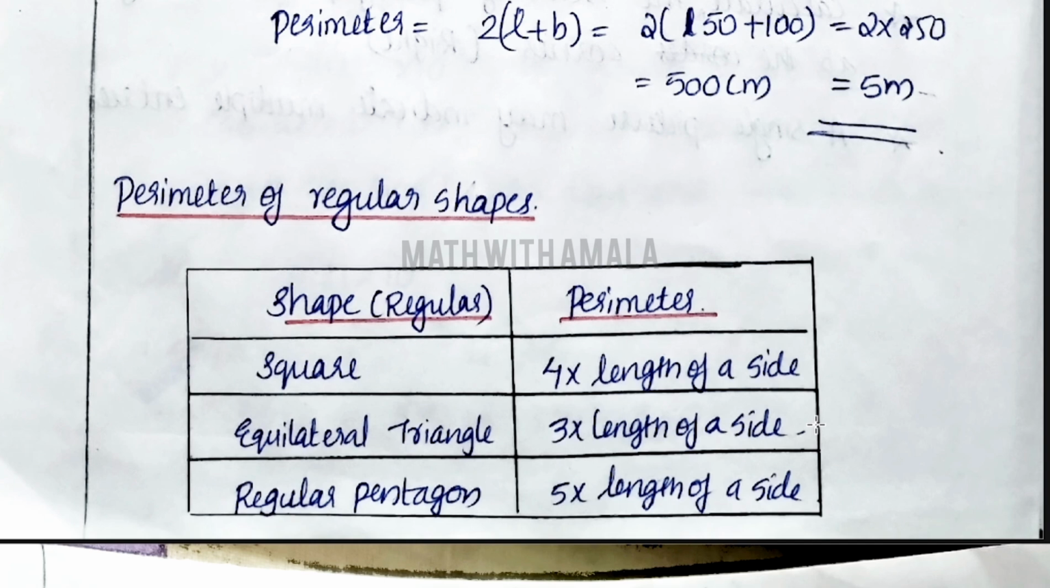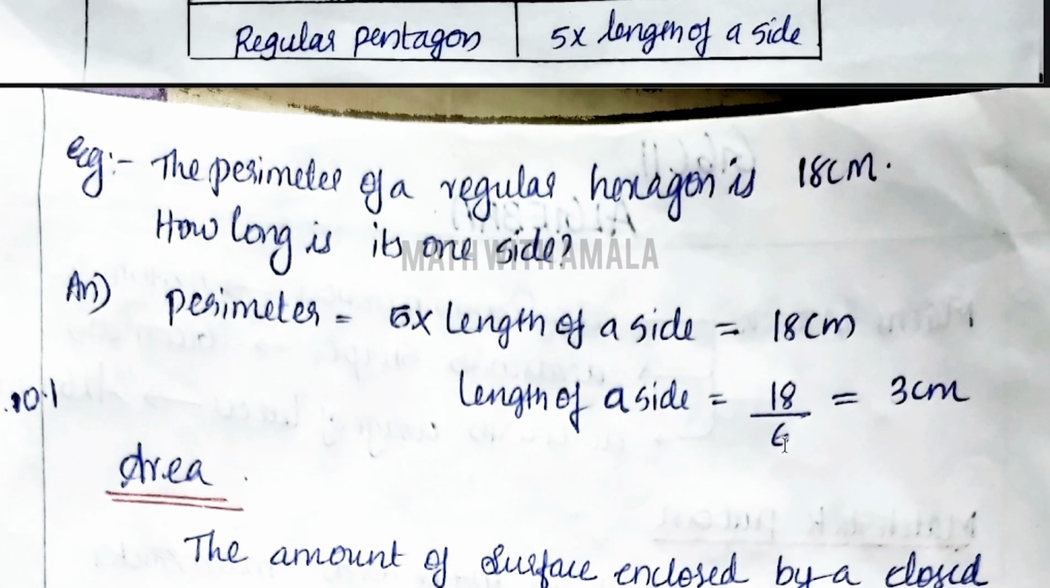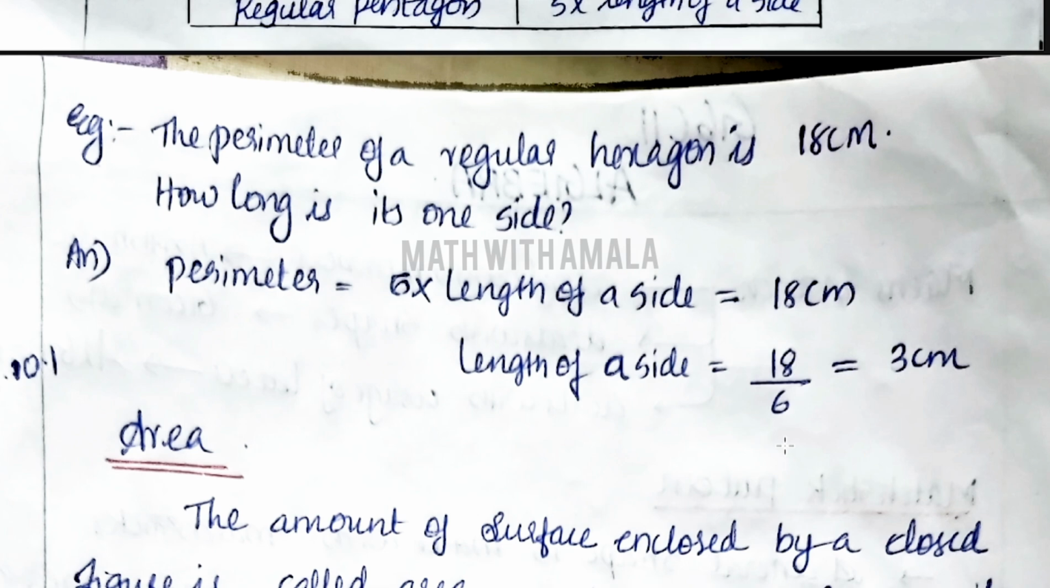The next one, regular pentagon. Here 5 into length of one side. Likewise, if you have regular hexagon, 6 into length of one side. Regular heptagon, 7 into length of one side, which means all other sides are repeated. Okay, and you need only one side to be multiplied with the repetition.